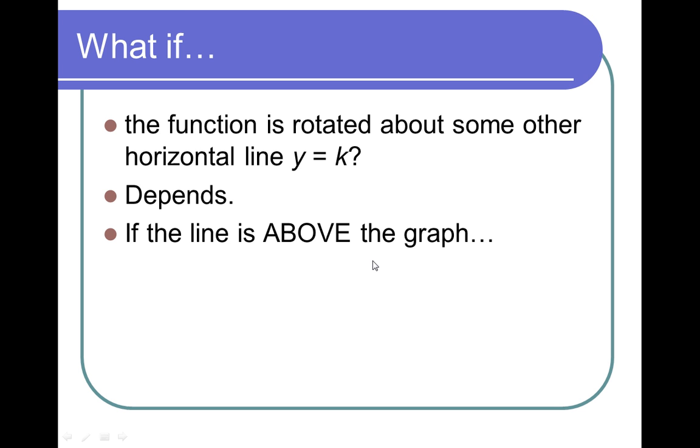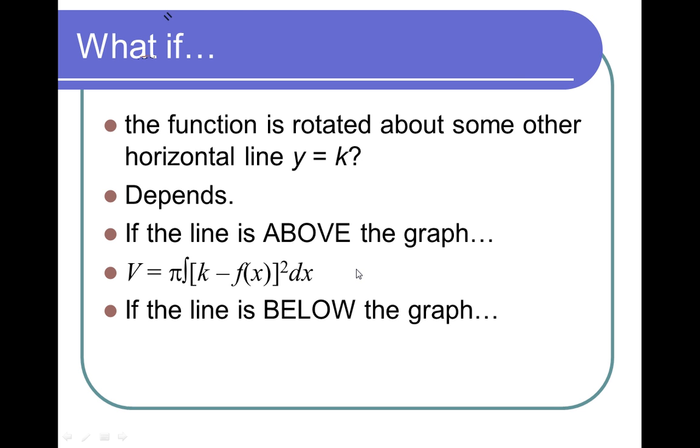So if the line is above the curve or the graph f of x, then we're going to do upper minus lower, the line k minus whatever my f of x is. And if the line is below the graph, then I'm going to do f of x minus k, and I'm going to square that. And looking at these, it probably doesn't matter, because once you square both of those, you're going to get exactly the same thing. So in essence, it doesn't really matter as long as you do subtract f of x and k somehow, and then square that, take the antiderivative of that, and find your volume.